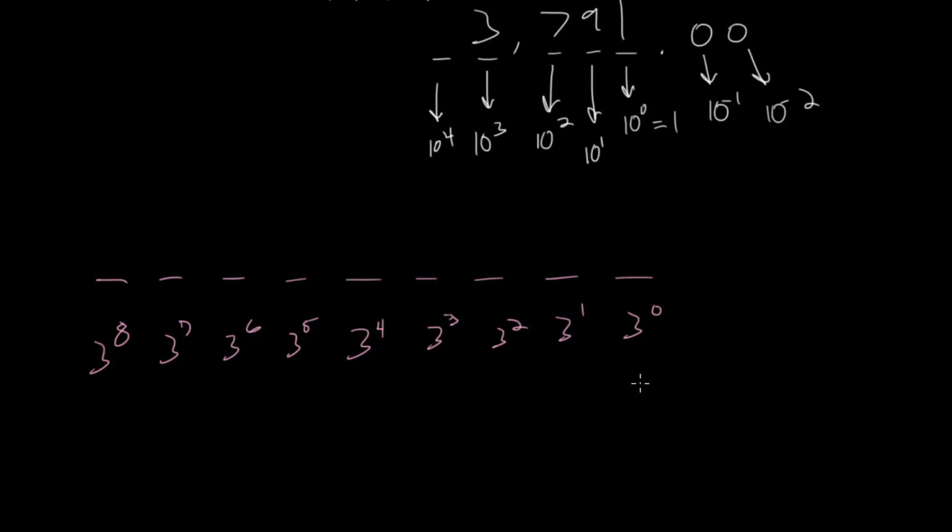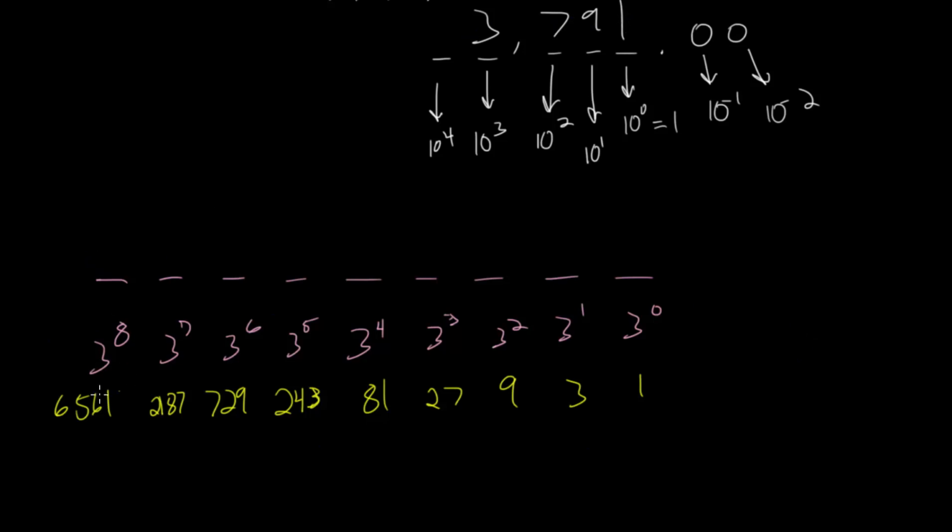Now 3 to the 0, that's just 1. 3 to the 1 is 3. 3 squared is 9. Then we get 27, 81, 243. And then multiplying that by 3, we get 729, multiplying that by 3 would be 2187, and 3 to the 8th would be 6,561.